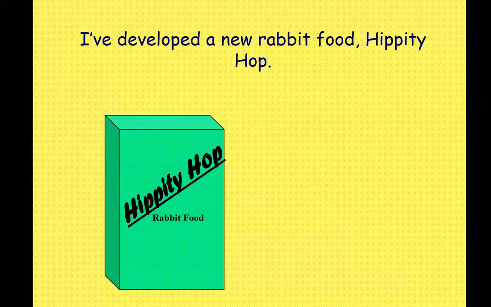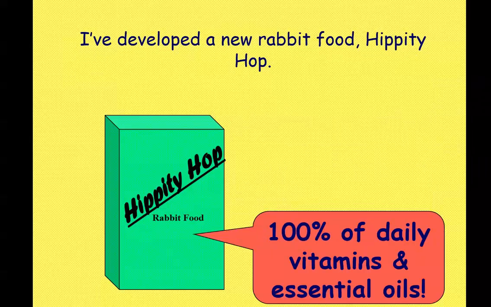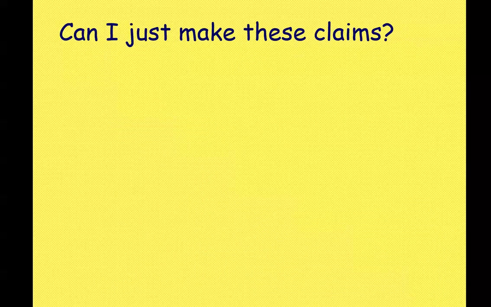Okay, so I'm going to go through this nice little thought experiment in the hope to illustrate the various vocab throughout the lesson, so please bear with me, be patient here. Let's say I've got this new rabbit food that I just think is the best, and I think every rabbit should have it. I'm going to tell you right now it makes fur soft and shiny, it increases energy, and it gives 100% of vitamins and oils and all the fun stuff. Can I get away with that? Can I just make these claims? And the answer is no.